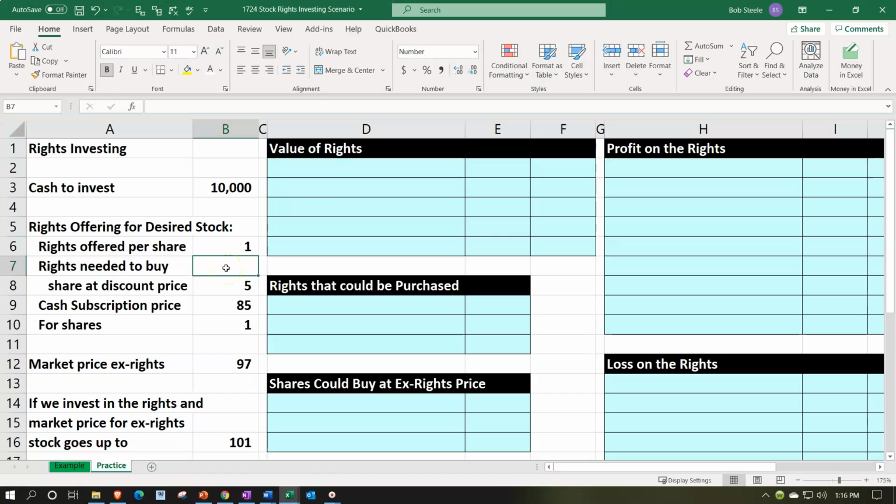Here we are in our Excel worksheet. If you have access to the Excel worksheet and would like to follow along, note that we're in the practice tab as opposed to the example tab, the example tab in essence being an answer key. Information on the left-hand side, we're going to populate into the blue area on the right-hand side.